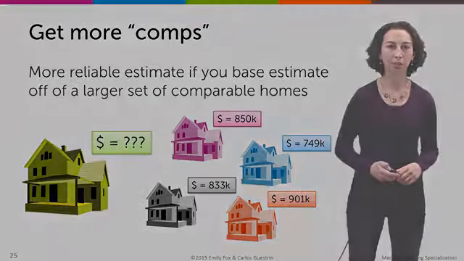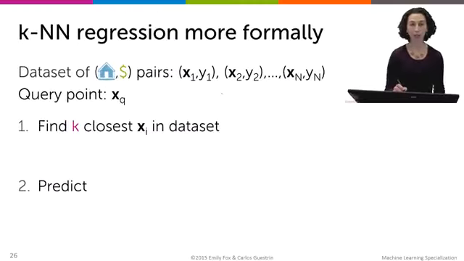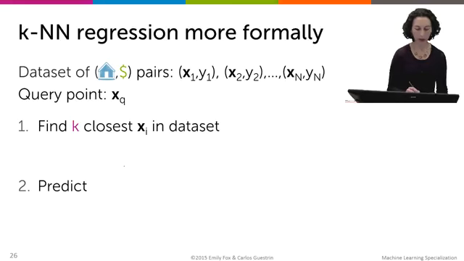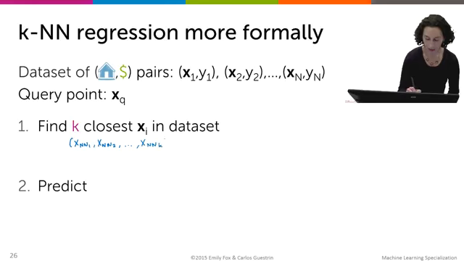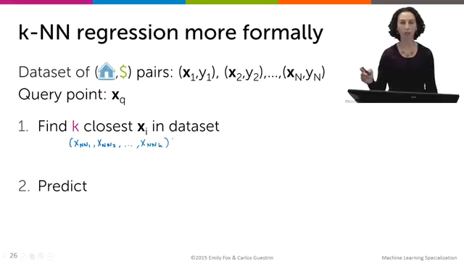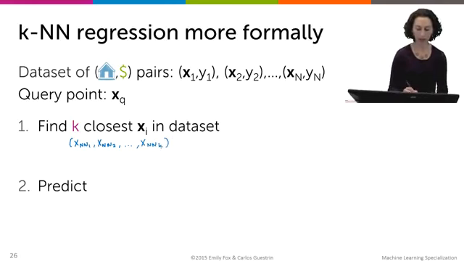So formally, k nearest neighbors is going to take the same data set that we had before and a query point, and what it's going to do is find the k closest observations in our data set. So specifically, let's call it x nearest neighbor 1, x nearest neighbor 2, all the way to x nearest neighbor k, where I'm going to assume that I've ordered these nearest neighbors so that x nearest neighbor k is the furthest, the least similar out of this set to the query house.